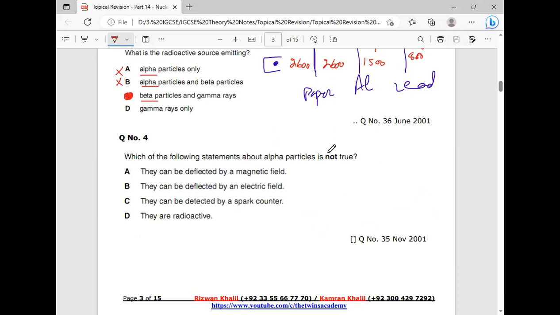Which of the following statements about alpha particles is not true? They can be deflected by a magnetic field. Yes, because they are positively charged particles. They can be deflected by an electric field. Yes, they are charged particles. They can be detected by a spark counter. Yes, they are charged particles and they are radioactive. So this option is not true, since they are helium nuclei.